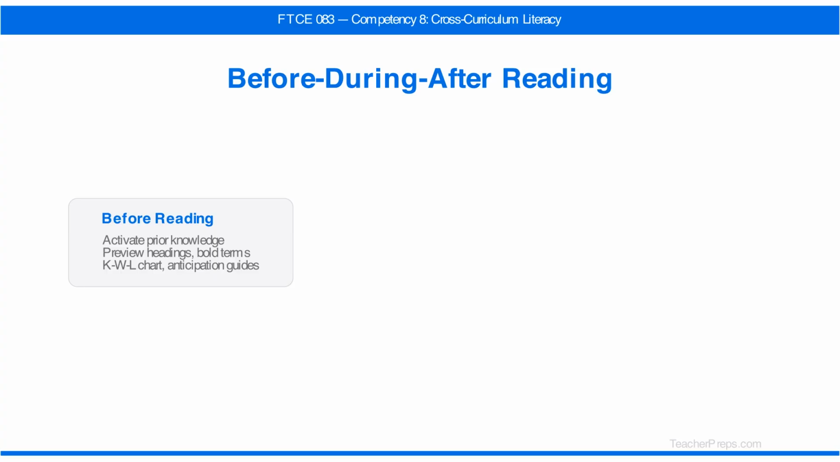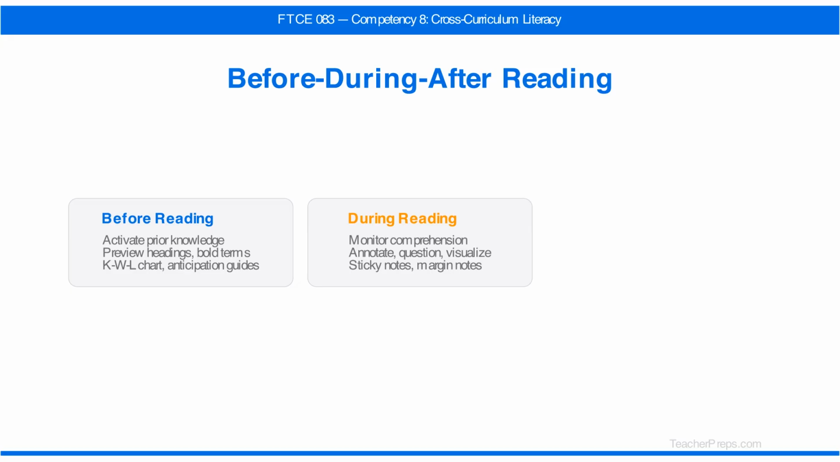Anticipation guides are another powerful before-reading tool. Students read a set of statements and mark whether they agree or disagree before reading the text. This activates prior knowledge and creates a purpose for reading, because now they're reading to confirm or revise their predictions.